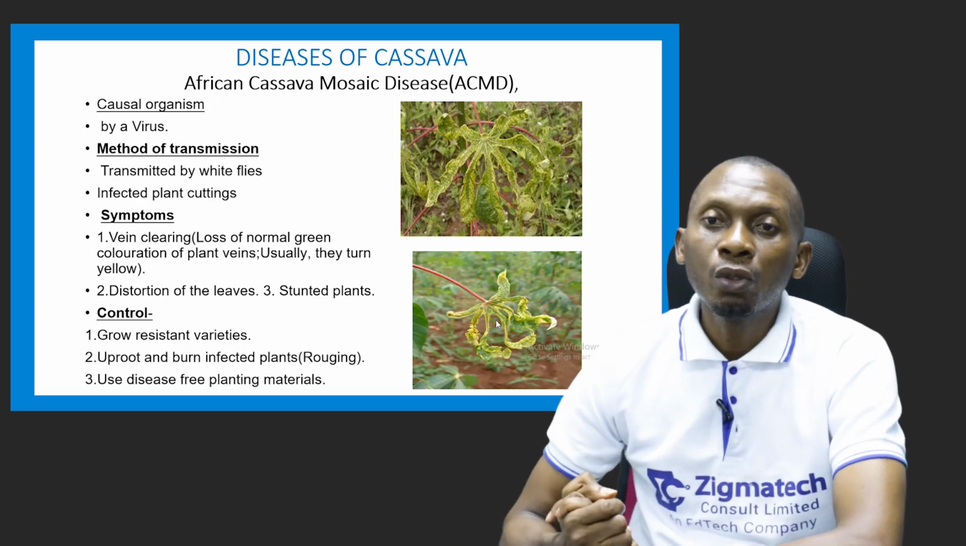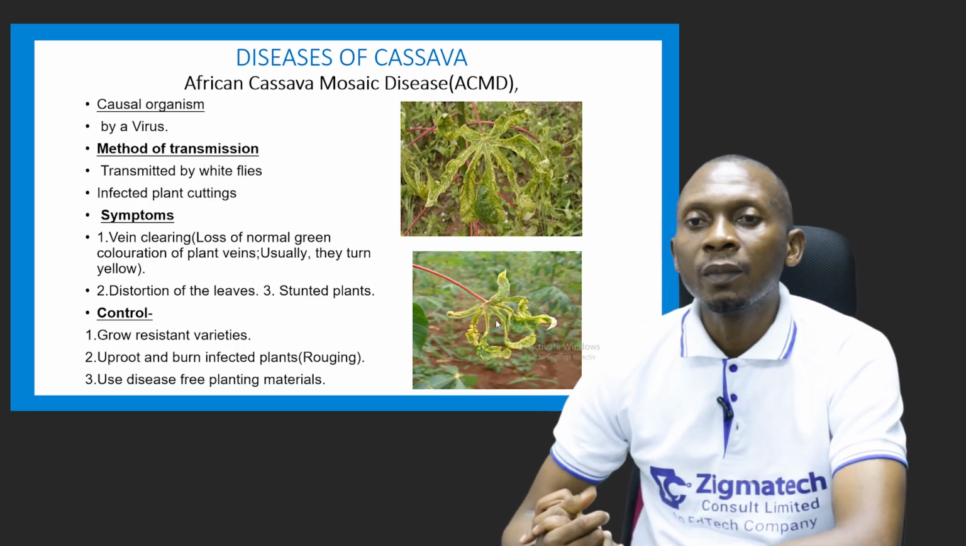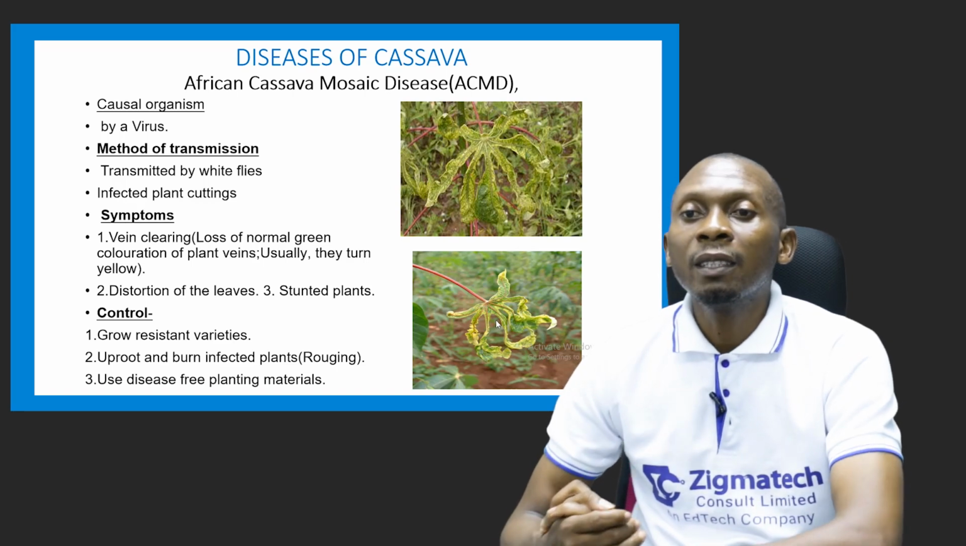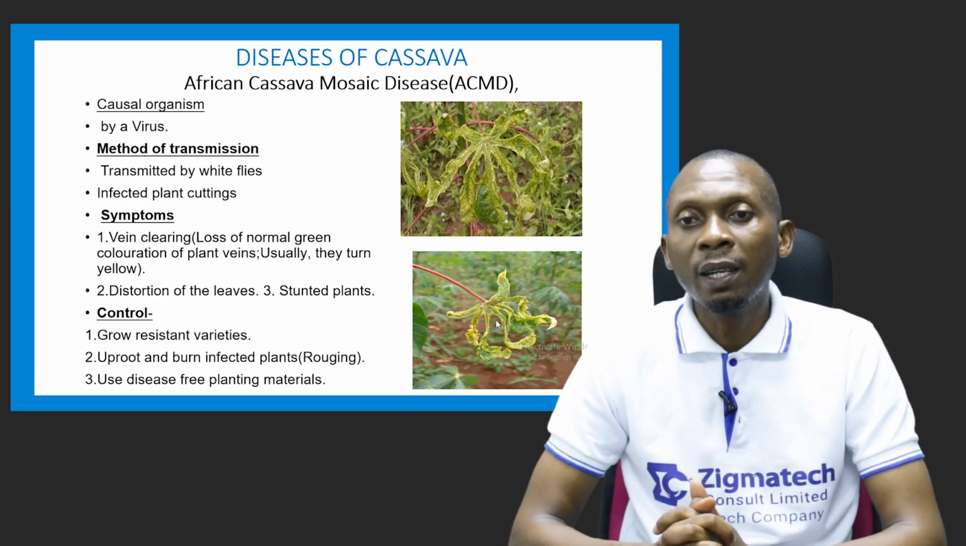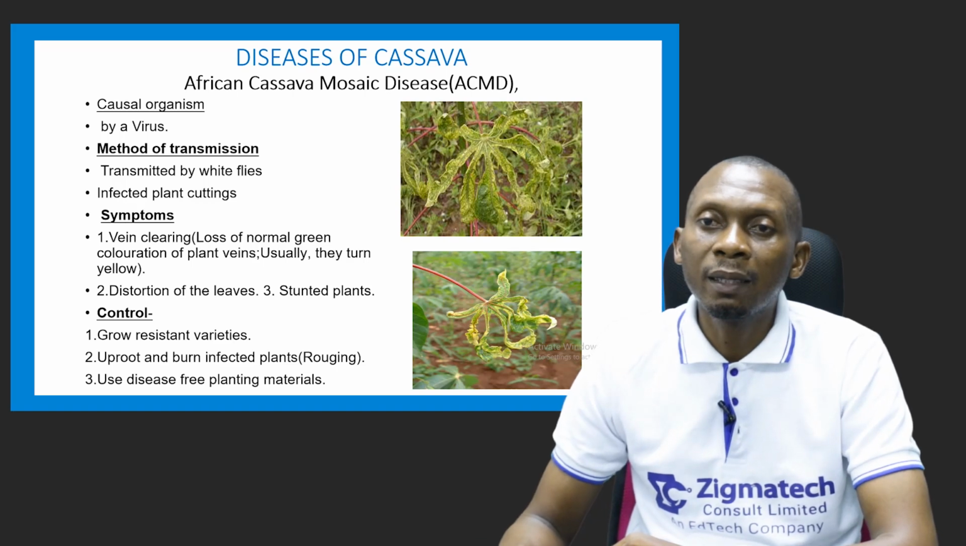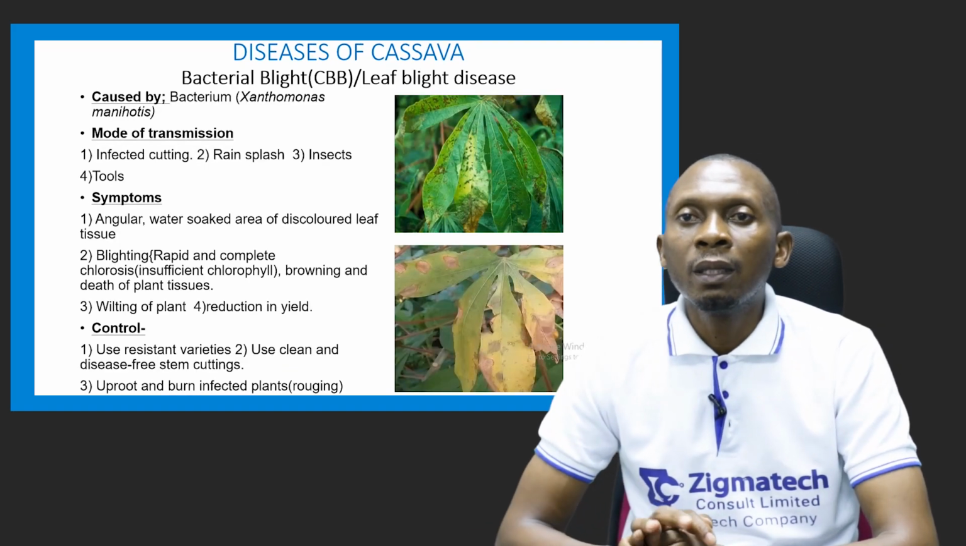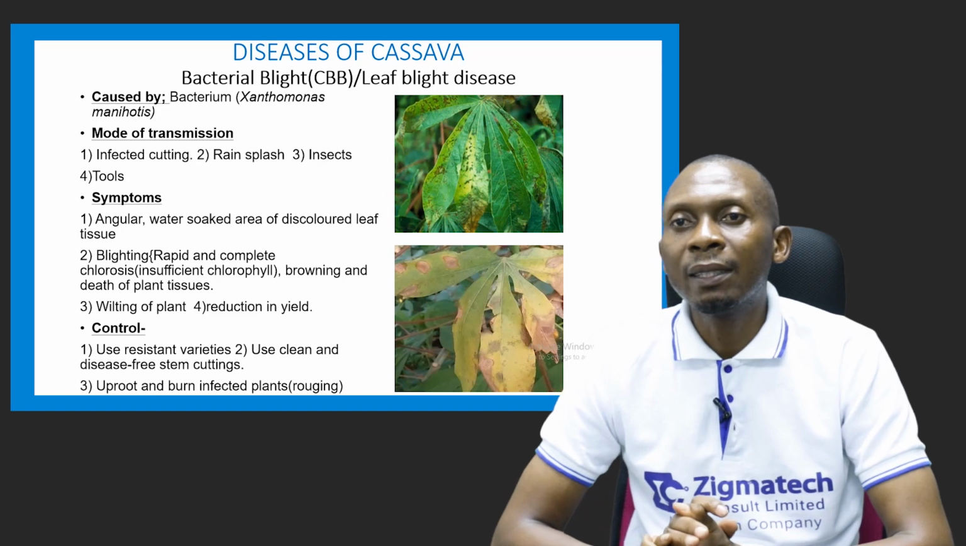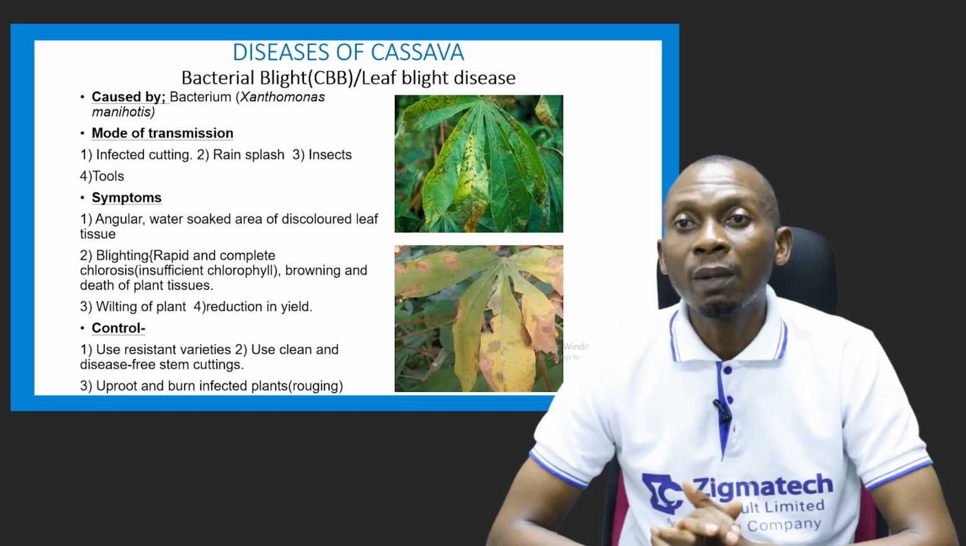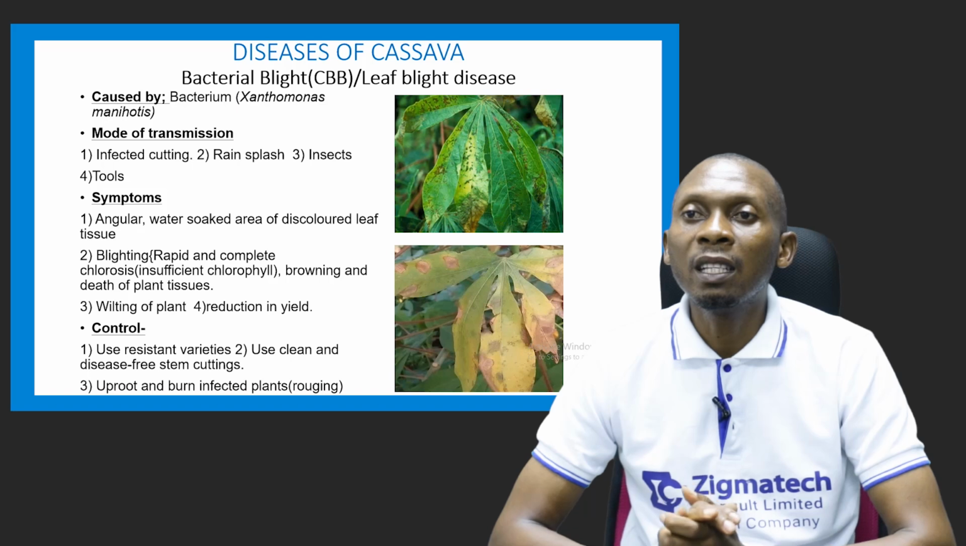Now, how is this controlled? You grow resistant varieties. You can also uproot and burn infected plants, which is referred to as roguing, and also use disease-free planting materials. Now we have bacterial blight disease, or cassava bacterial blight disease, which is also referred to as leaf blight disease.